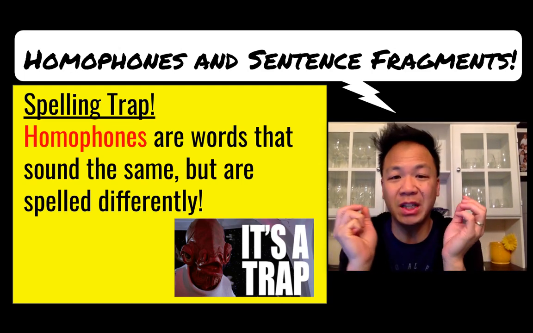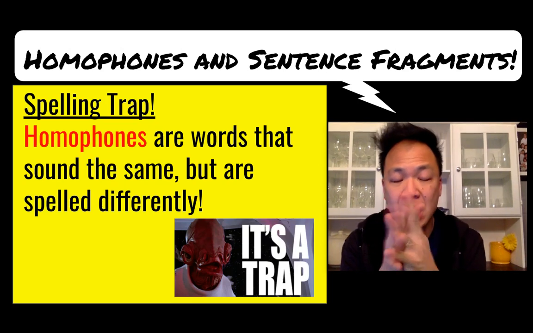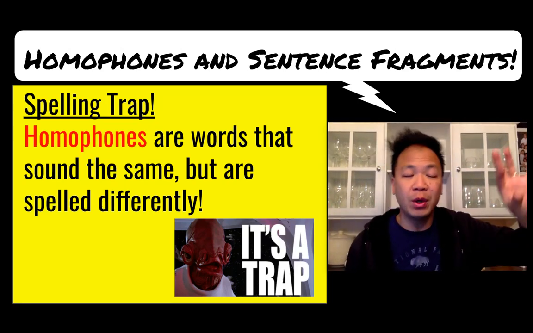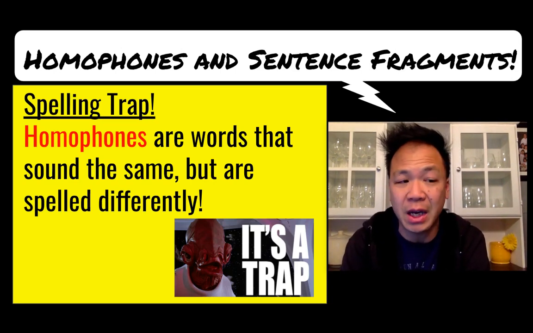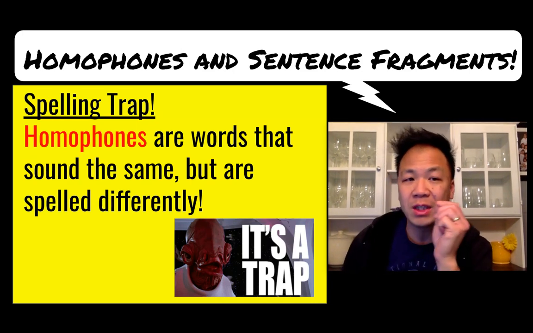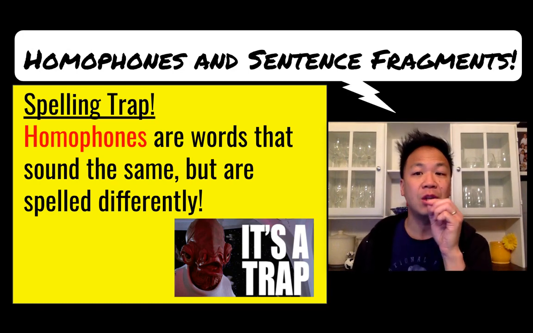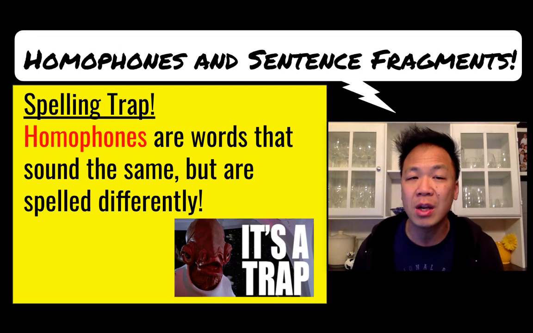Homophones, they are a spelling trap. That's because if you've been using our technique, you're going backwards and you're reading every word, and you might get to the point where you read everything and you're using spell check and everything seems right, but homophones are words that sound the same but are spelled differently. So that might mean that you are using a word that's spelled correctly, but it's the wrong word entirely.